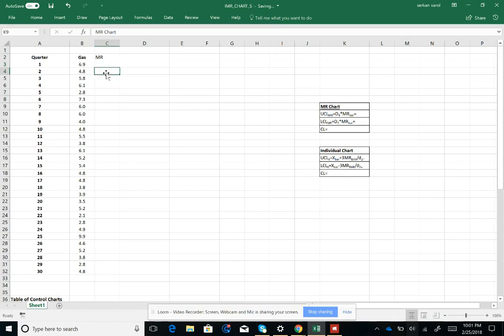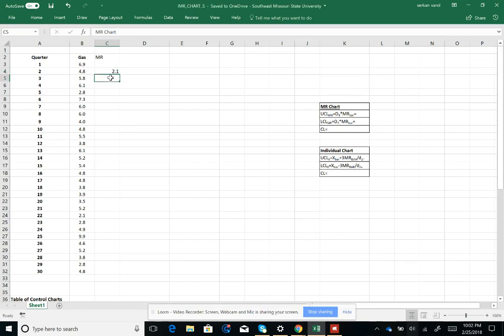For the second one, as I mentioned in the beginning of my video, I'm going to take the absolute value of B3 minus B4. That gives 2.1. How did I calculate that? 4.8 minus 6.9. Again, I'm comparing my current state with the previous state. This is what moving range is all about.